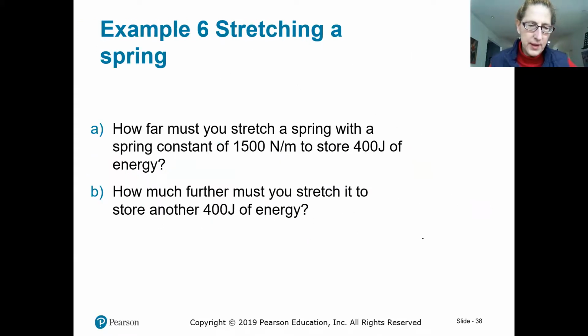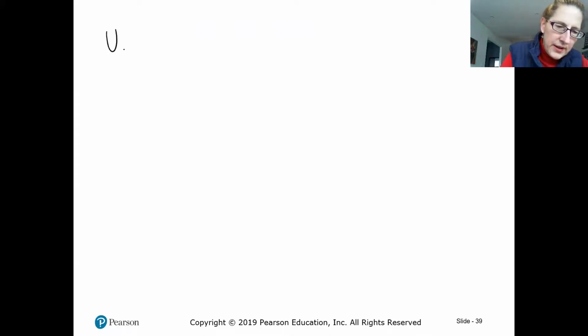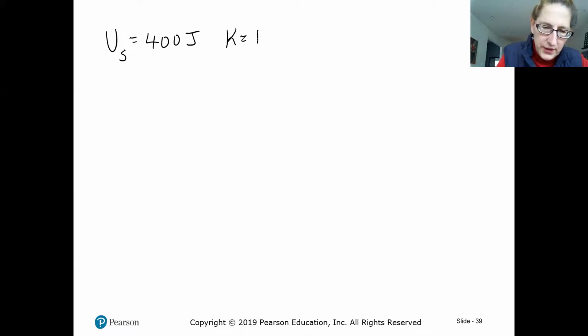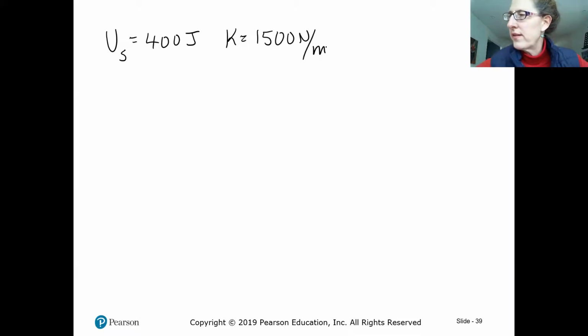Okay, so let's do an example here. How far do you have to stretch a spring with a spring constant of 1500 newtons per meter to store 400 joules of energy? Okay, so we're given that the amount of energy stored is 400 joules. Given the spring constant, a fairly big number, that's common. It could be like tens of thousands if it's in a suspension system of a car. It could be huge, or it could be tiny, like 0.1 if you have a slinky that's not very springy.